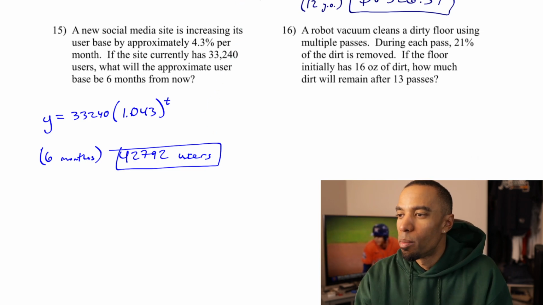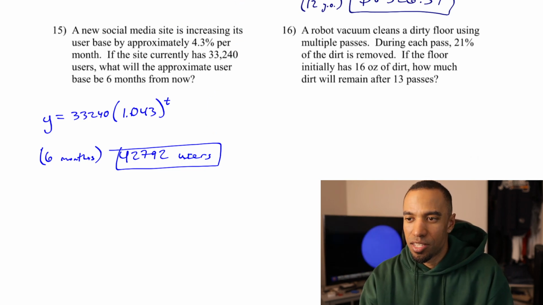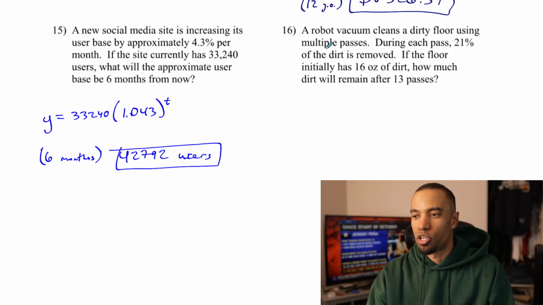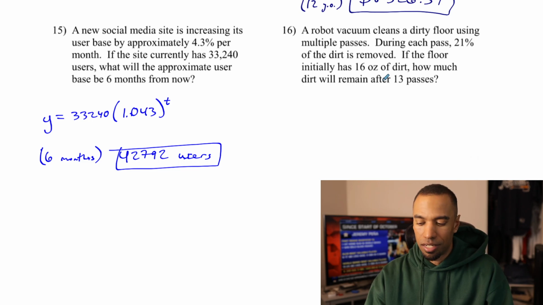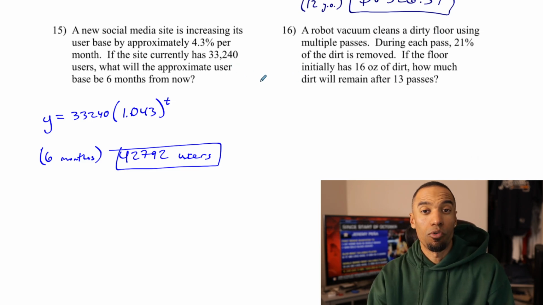All right. A robot vacuum cleans a dirty floor using multiple passes. During each pass, 21% of the dirt is removed. If the floor initially has 16 ounces of dirt, how much dirt will remain after 13 passes? So 21% removed, that's our decay.